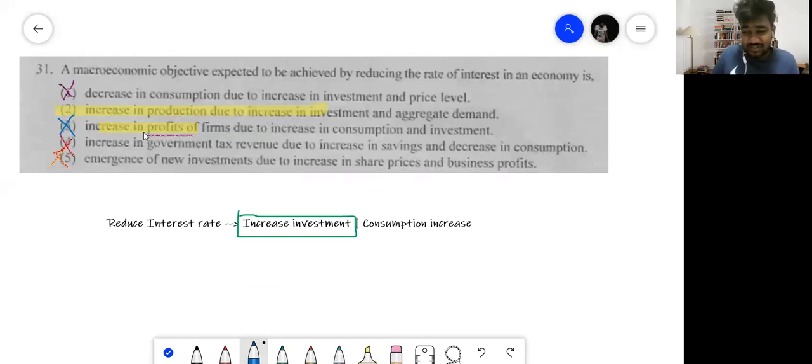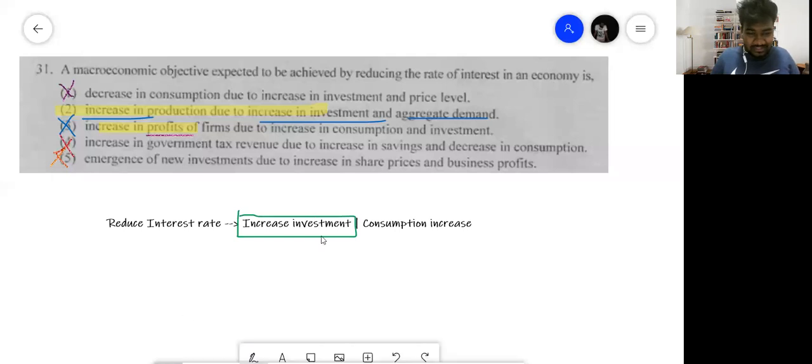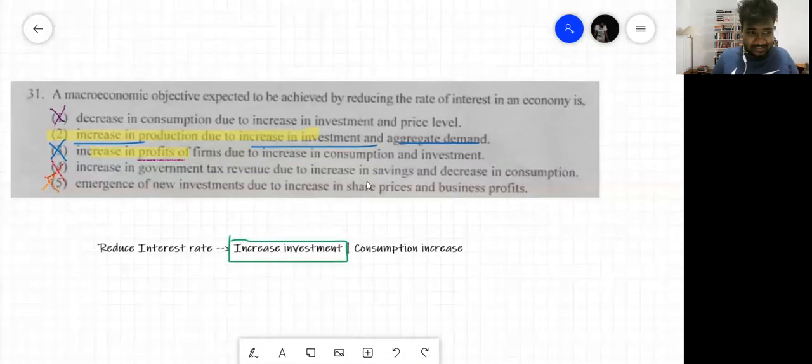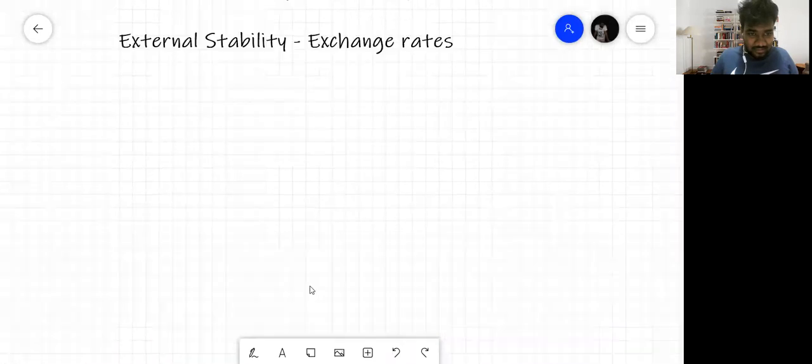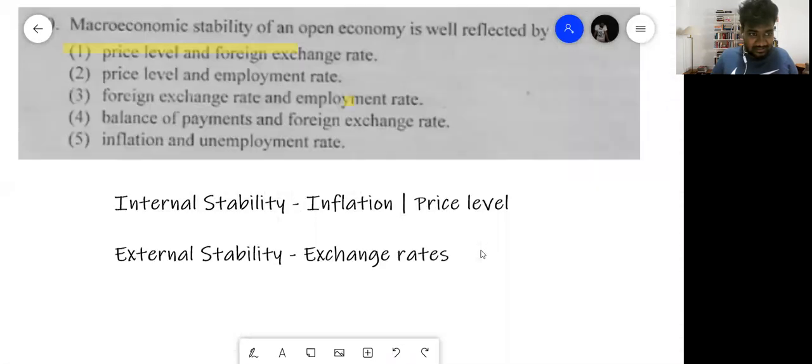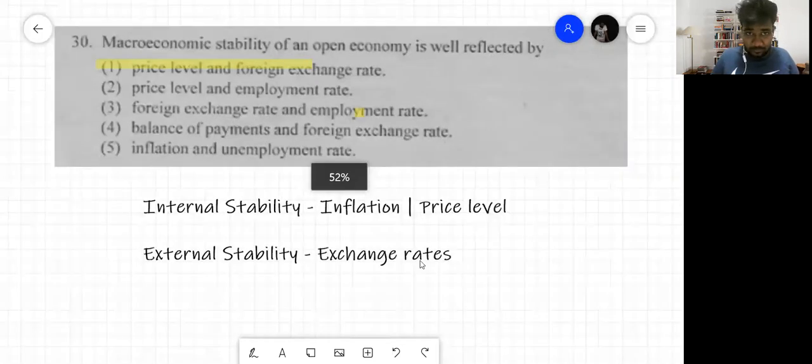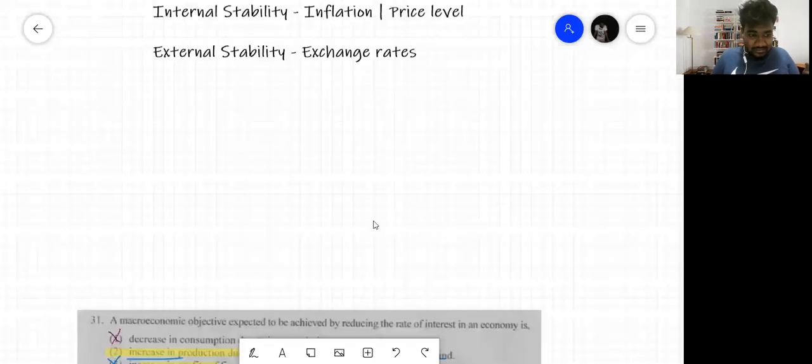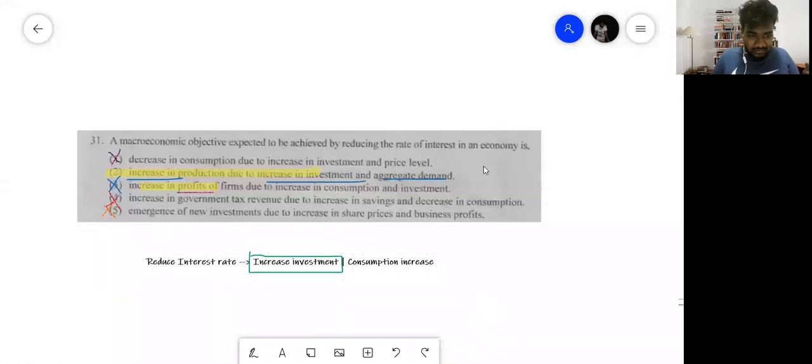You can't say that the profits are going to increase. But this you can: when investment increases, aggregate demand increases. To cater to that aggregate demand, production will also increase. So production will increase because of an increase in investment and aggregate demand. Is that fine? Yes, 31 is 2. Someone wanted the answer for 30. 30, the answer is 1. Okay, 30 is done, 31 is done.